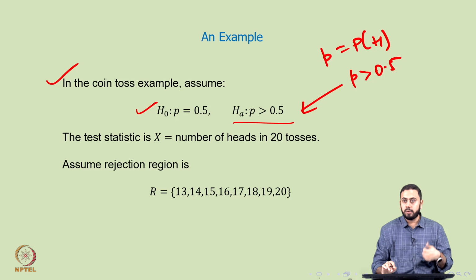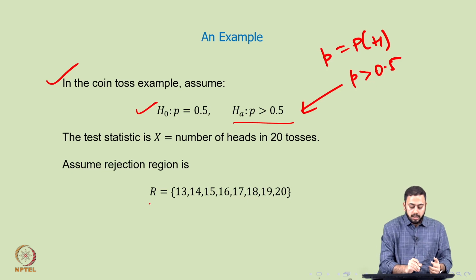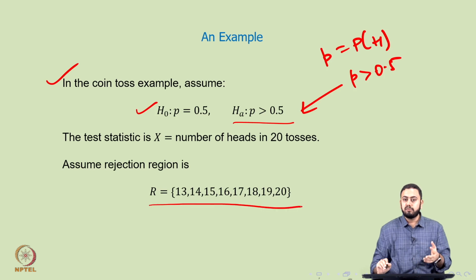So let's say you toss the coin 20 times. I can look at how many times you get heads, and that single number, which has to be a random variable by the way, would be nothing but my test statistic. Now, thirdly, assume that the rejection region is this: 13, 14, 15, all the way up to 20. So, what do you mean by this?